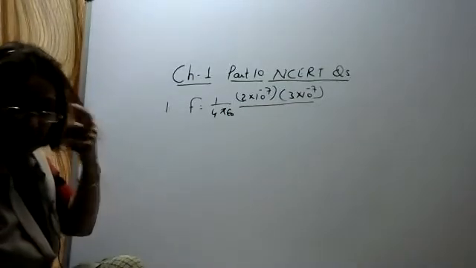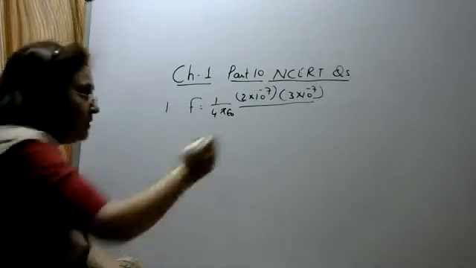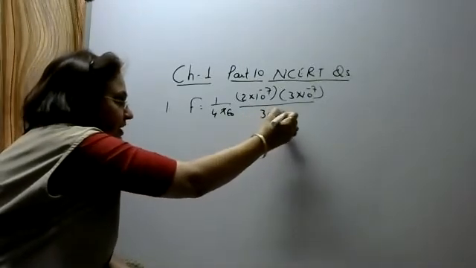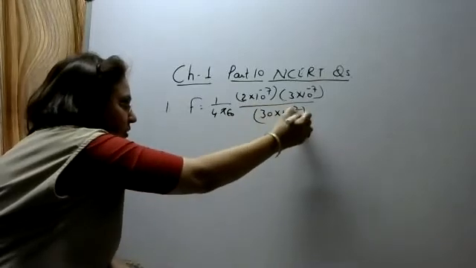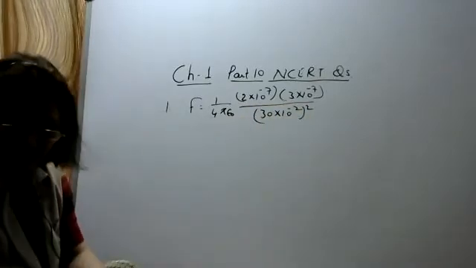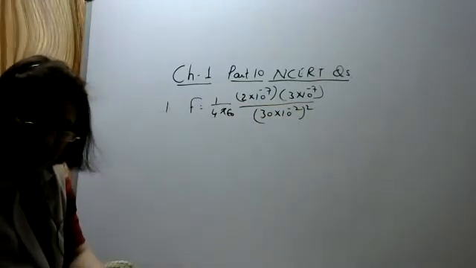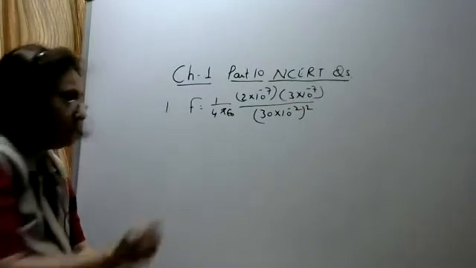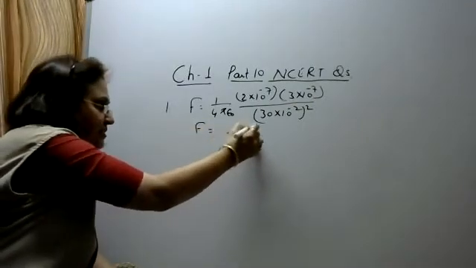In SI system, the unit of distance is meter. So 30 into 10 raised to the power minus 2 meter, squared. And the value of 1 upon 4 pi epsilon naught is 9 into 10 raised to the power 9. So you can simplify it and get the answer in newtons.